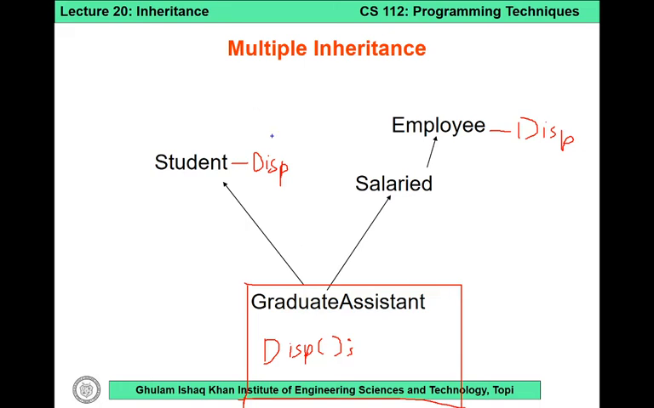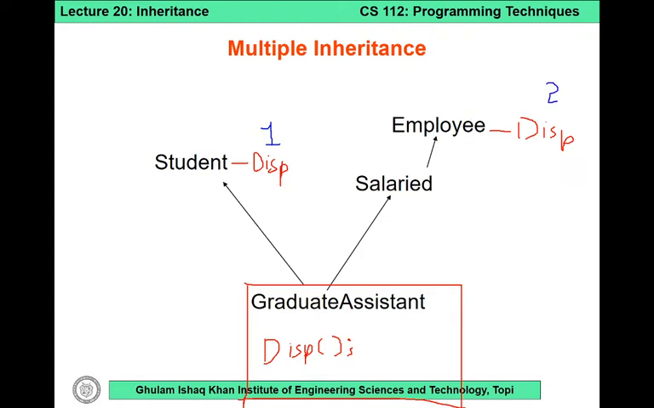It will get it from this place, from one parent. From the other parent it will go to its immediate parent, but in this hierarchy the salaried class does not have this display function, so it is not going to stop here. It is going to go to its grandparent, and it will find the display function there.